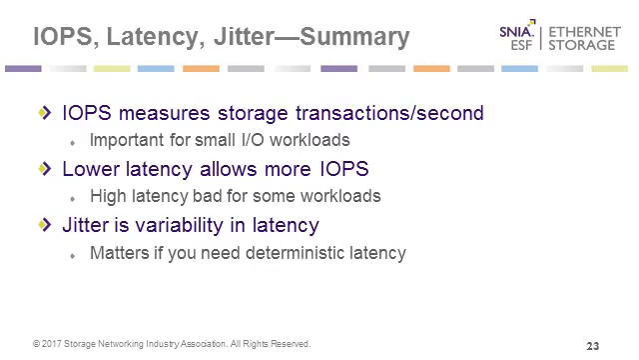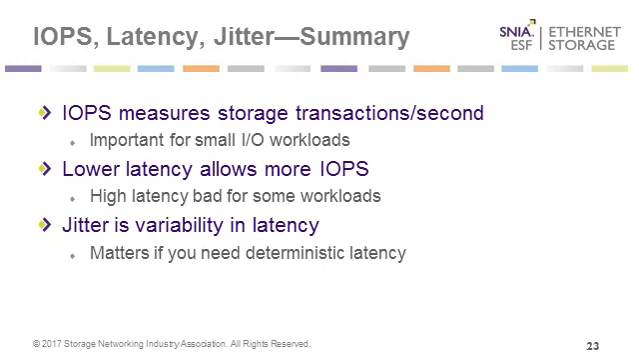So, just to summarize, IOPS is a measurement of storage transactions per second. It's important for small I/O workloads or small block workloads. Lower latency is a way to get more IOPS by reducing the average amount of time to finish each transaction. And jitter is the variability in latency. So basically, high jitter is bad because it makes things unpredictable.